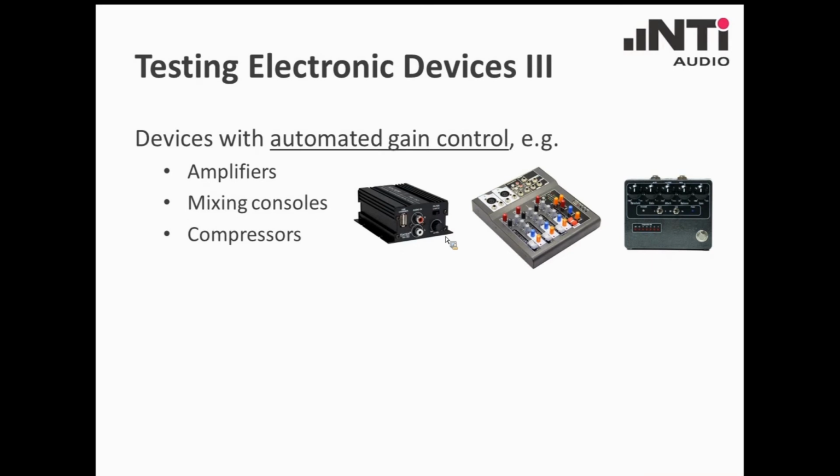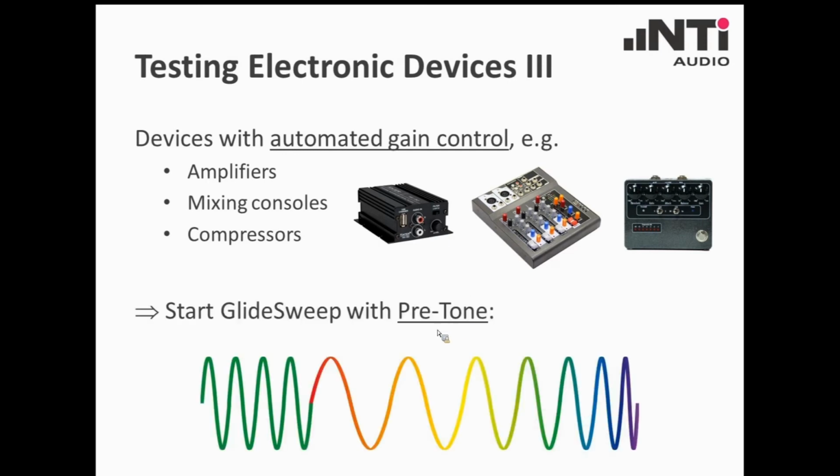If the input signal changes, the device takes a little bit of time to settle to the new situation. Now, if we feed a GlideSweep in such a device, we don't want to measure the behavior during the settling time. We want to get a feedback of the status of the device when it is stable. And for that reason, we apply a so-called pre-tone to the GlideSweep. Pre-tone is a simple sine wave that has typically a frequency within the bandwidth of the GlideSweep, and it is just preceding the GlideSweep for a certain amount of time. You can select how long it will take. And this pre-tone allows the device to settle to this signal before the measurement itself starts.